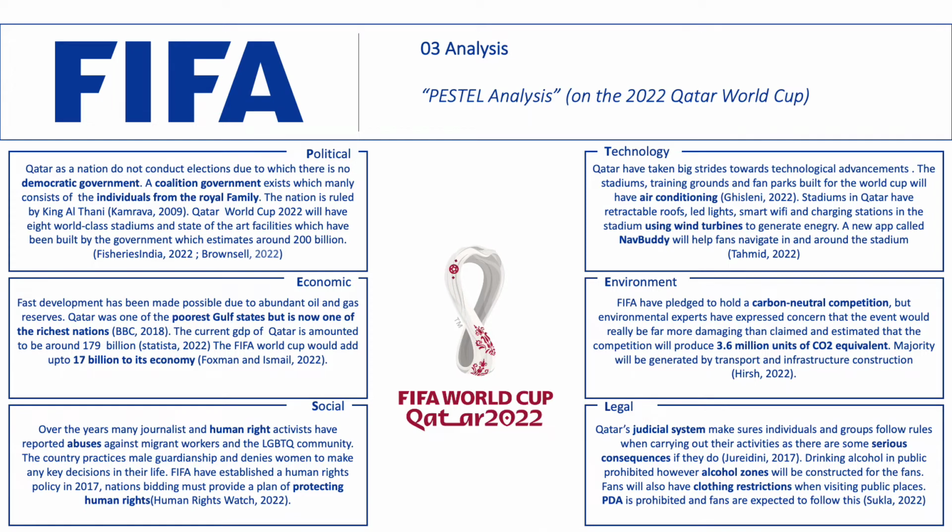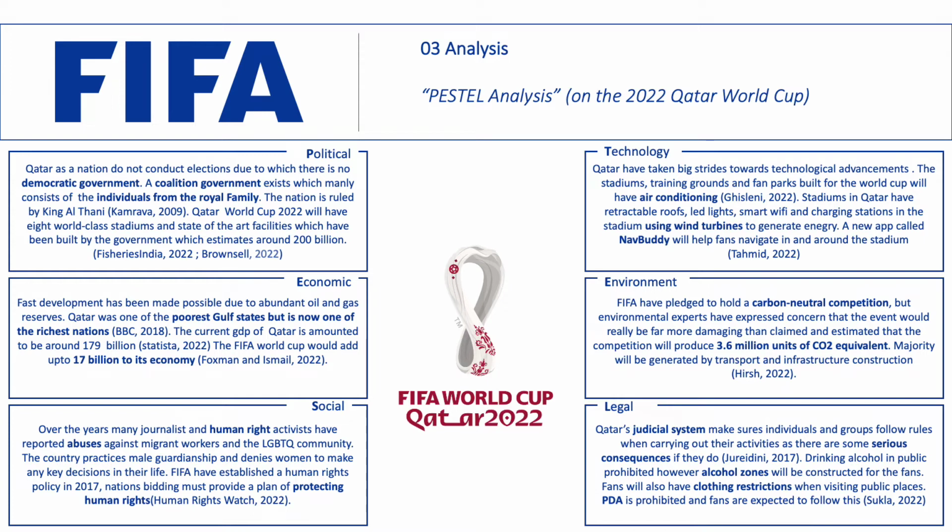Talking about the technology part, Qatar has been taking big strides towards technology advancements. The multiple stadiums built will have air conditioning. Qatar stadiums will have retractable roofs, LED lights, and smart Wi-Fi. They also have charging stations in them, and all of this will be powered by wind turbines, which generate power naturally. A new app called NavBuddy will help fans navigate in and around the stadium.